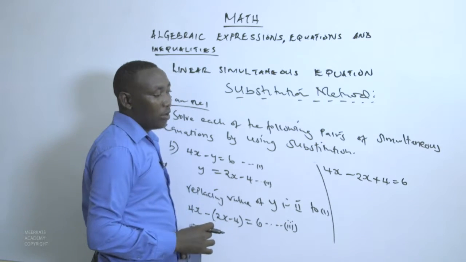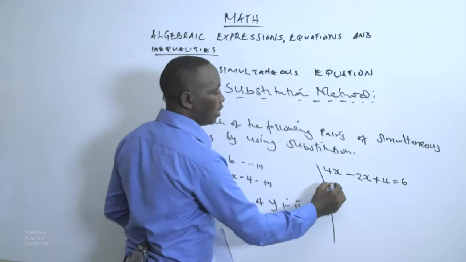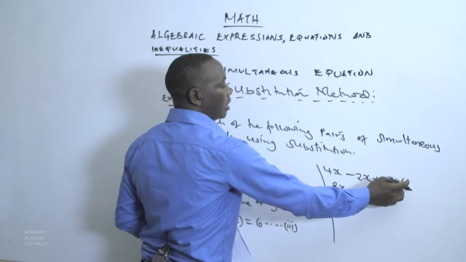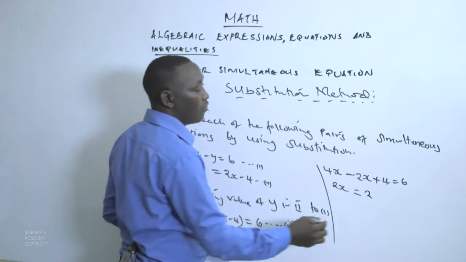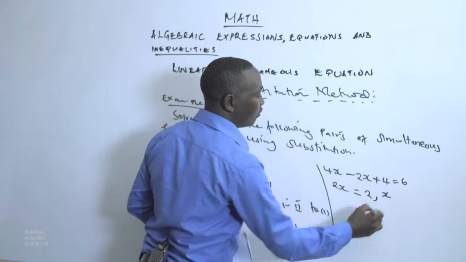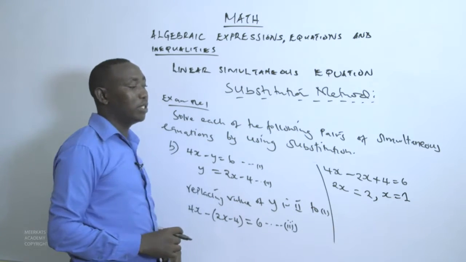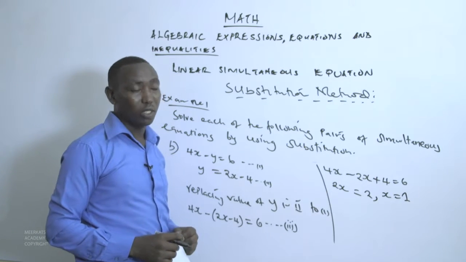And on the left hand side, we are going to remain with 4x minus 2x, which will give us 2x is equals to. Now this will be 6, subtract 4, leaving us with 2. And therefore this will tell us that the value of x is going to be 1. That is when you divide both sides by the coefficient of x, which is 2.